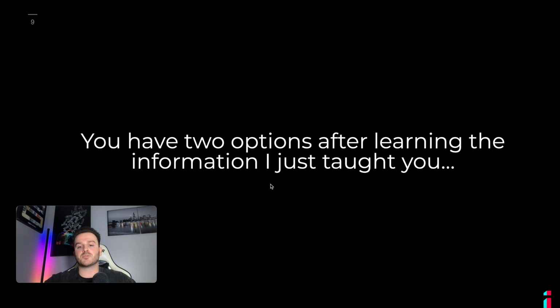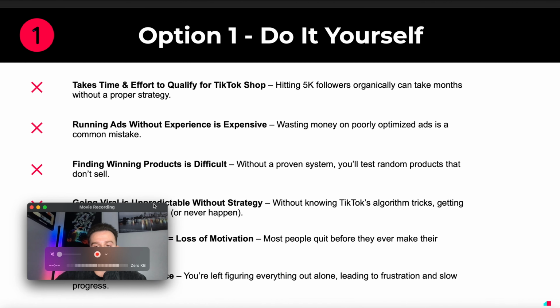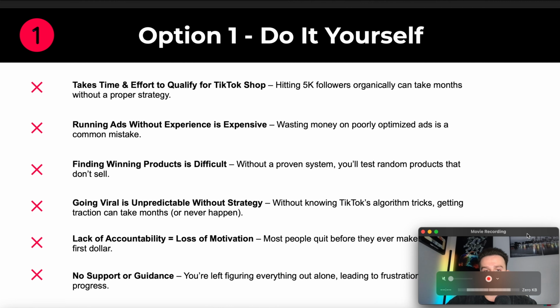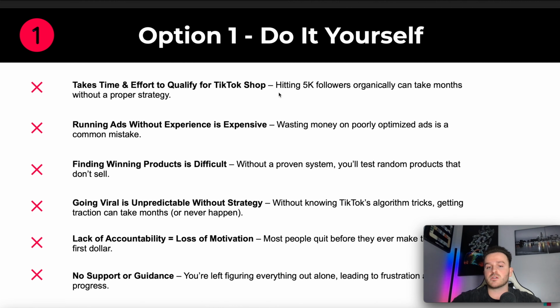So you now have two options after learning the information I just taught you. I just laid out exactly what you need to do, how I did it, and how you can do it too. Option number one is to do it yourself, which is going to take time and effort, even just to qualify for TikTok Shop. Hitting 5K followers organically could take months if you're not doing it correctly. Then if you want to run ads, if you don't have any experience running ads and you don't know how to structure the campaign, you are going to waste a lot of money trying to get to 5,000 followers.